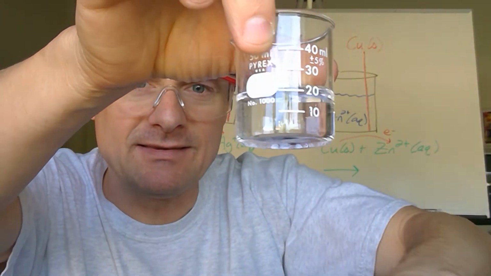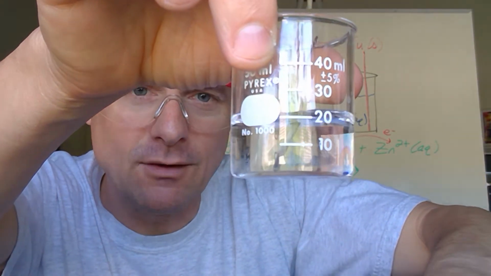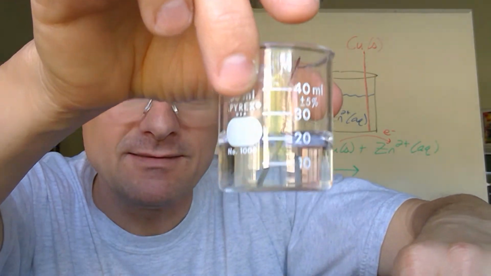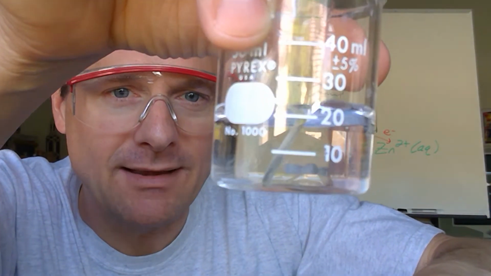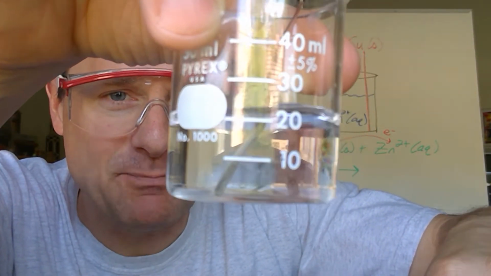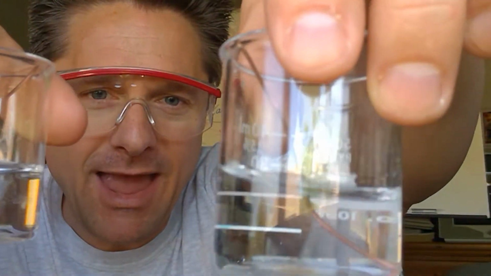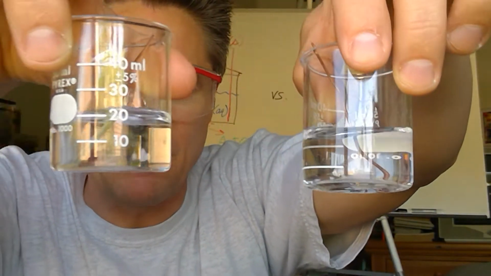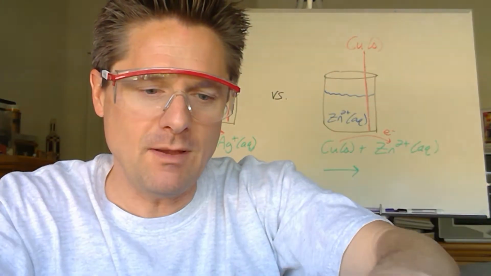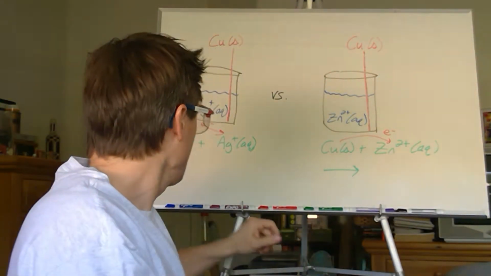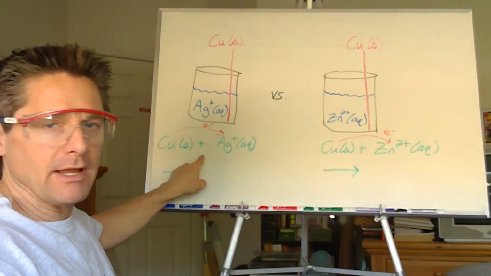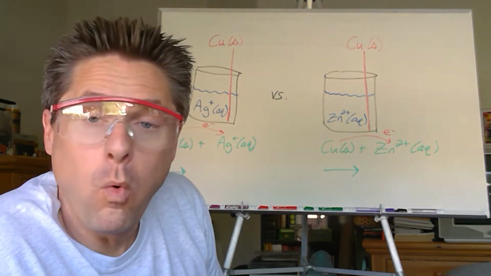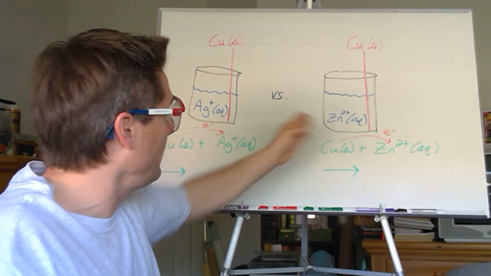So you can see the solid silver is plating out on the copper wire inside that solution there. Boy, that's neat. Look at that. Oh, that's pure silver, baby. And in the zinc, diddly squat's happening in the zinc solution. So for some reason, this reaction's occurring, this one is not. Why is that? And they're in direct contact.